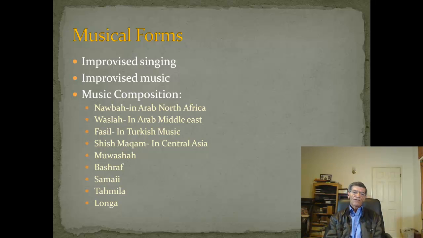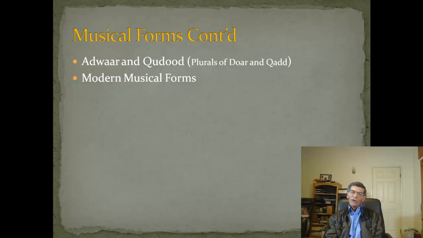These last three forms are basically the evolution of Turkish music into Arabic music between the 17th, 18th, and 19th century, and evolved into Arabic music in the 20th century. We also have additional musical forms such as Adwar and Qudud. These two names are really the plurals of Dawr and Qad. And of course, the last one is the modern musical forms.